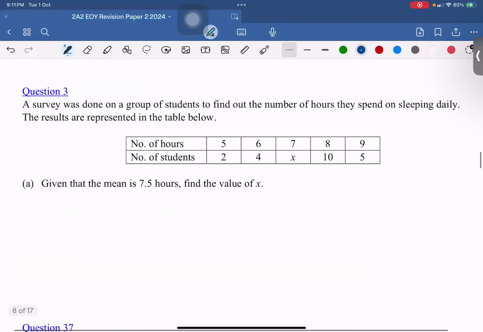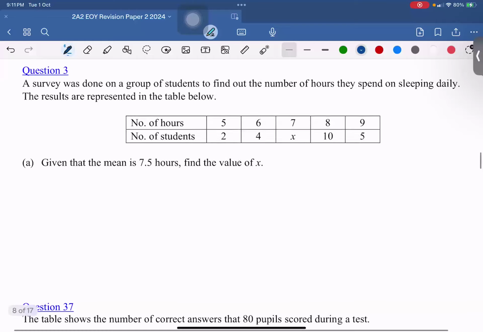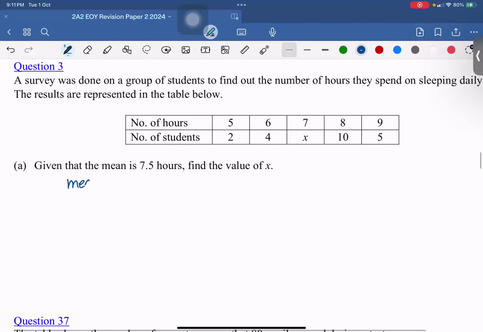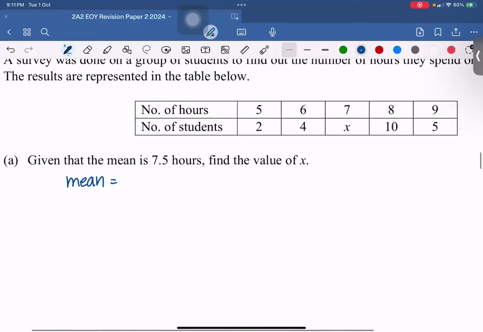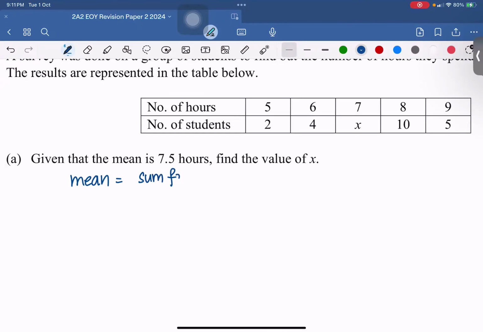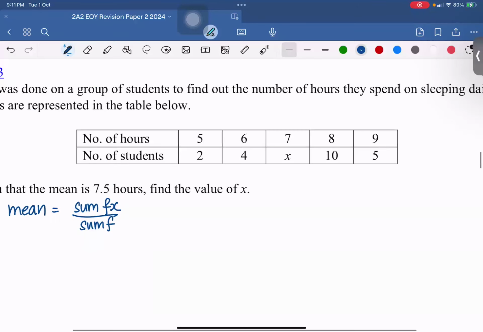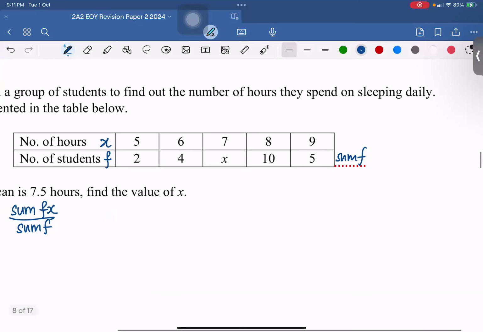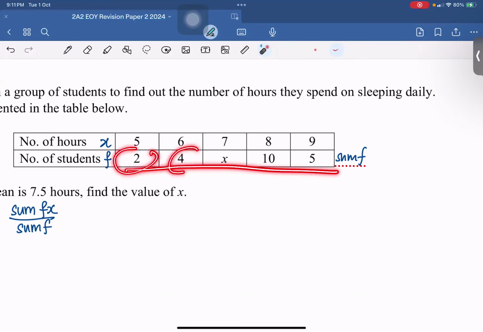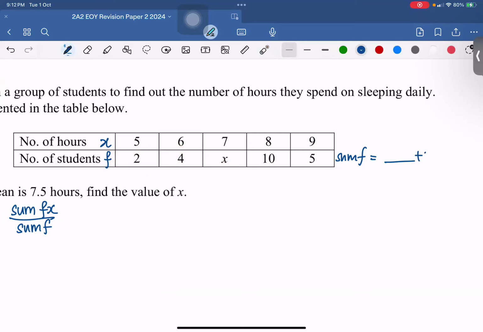Okay, first question over here, to find mean. What is mean? Mean is sum fx over sum f. First, let us find where is the x. This is the f. What is the sum f first? Sum up all your frequency: 2 plus 4 plus 10 plus 5 plus x. 19 plus x.